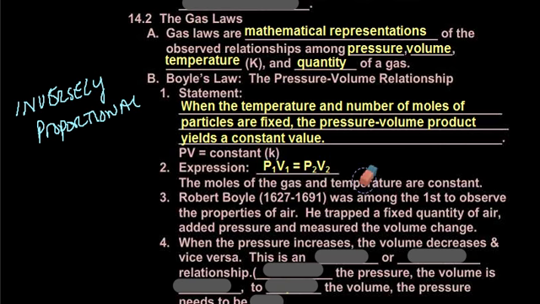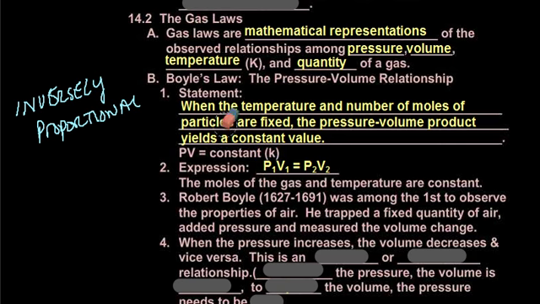The expression is P1V1 equals P2V2. And so as the pressure changes, if it goes from one pressure to another, the volume will change in the opposite direction as factors. So if one doubles, the other one is cut in half when the moles of the gas and the temperature are constant.